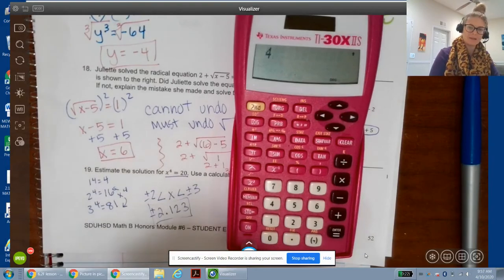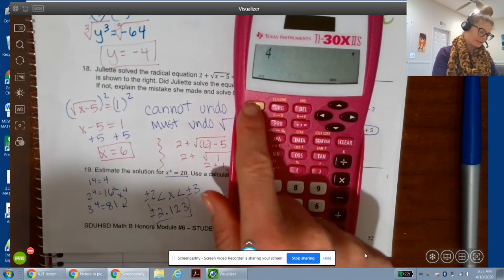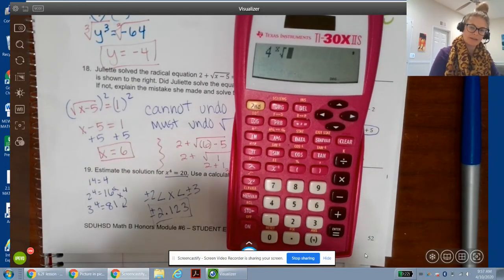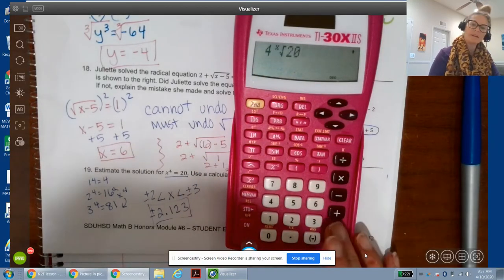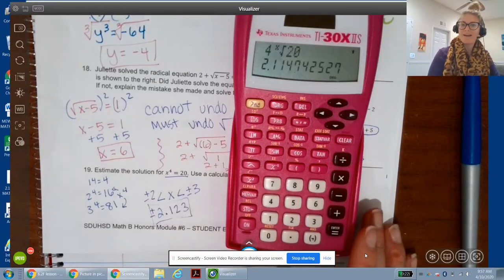I'm going to say 4. I'm taking the fourth root of 20. Second, press my caret button to activate that. I'm taking the fourth root, and I'm going to put 20 in. Let's see how close we got.